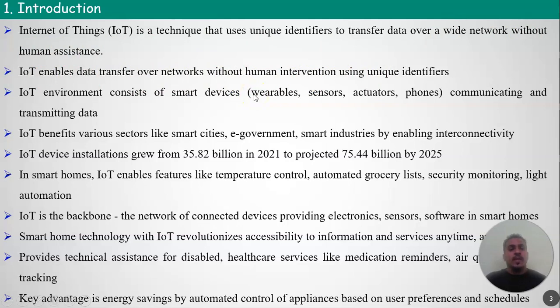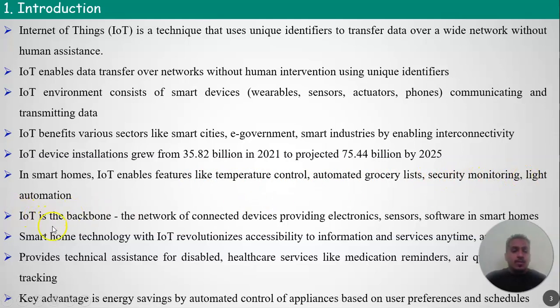The IoT environment consists of smart devices, wearables, sensors, actuators, phones, communication, and transmitting data. The IoT benefits various sectors like smart cities, e-government, and smart industries. By enabling interconnectivity, IoT device installation grew from 35.82 billion in 2021 and is projected to reach 75.44 billion by 2024.